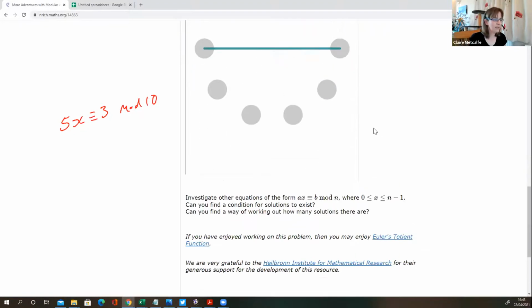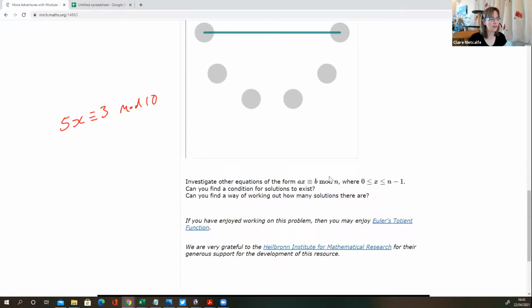Okay. And then there's a question at the end which is asking about equations which look like ax is equivalent to b mod n, and when can you have solutions and when don't you have solutions. So this idea that you've now got equations which sometimes have no solutions, sometimes have more than one solution, sometimes have one solution is quite a nice counterintuitive idea, which comes with modular arithmetic.